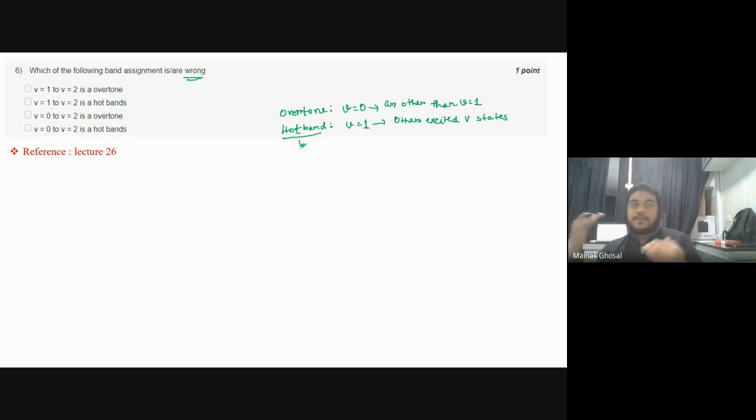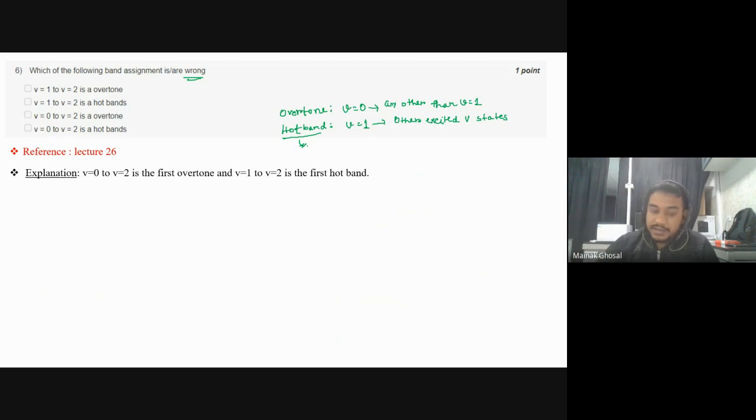That means you have provided more molecules to the upper state, so the transition will happen from that upper state. By this way you can remember that for a hot band transition there is no transition from V equal to 0 state. This will be going from V equal to 1 or any other higher excited state. So the actual answer is V equals 0 to V equals 2 is the first overtone, and V equals 1 to V equals 2 is the first hot band.